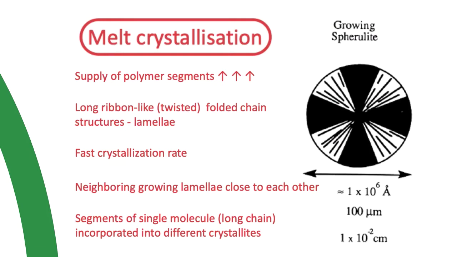Crystallization rate is faster, and as a result, your growing lamella are close to each other. There is a possibility that different parts of a long polymer chain can be incorporated into different crystallites, which are typically the size of 100 microns in diameter.